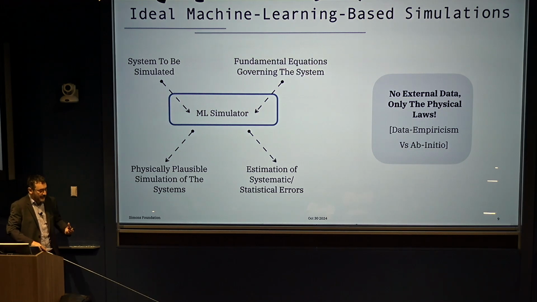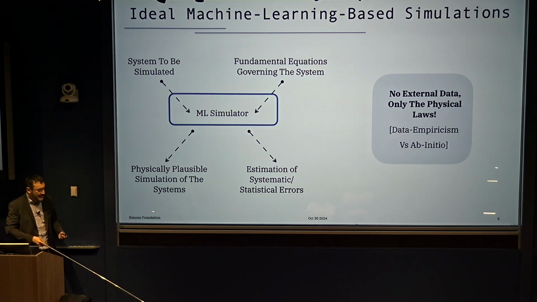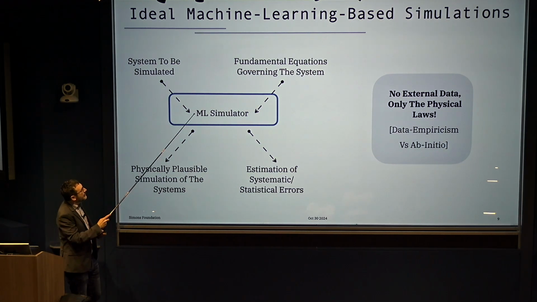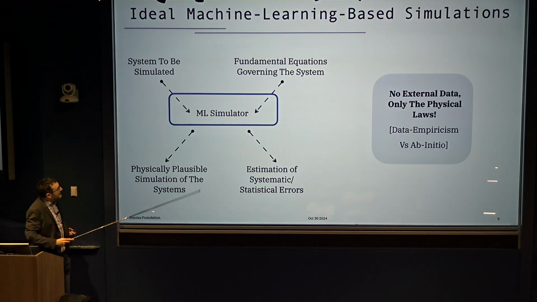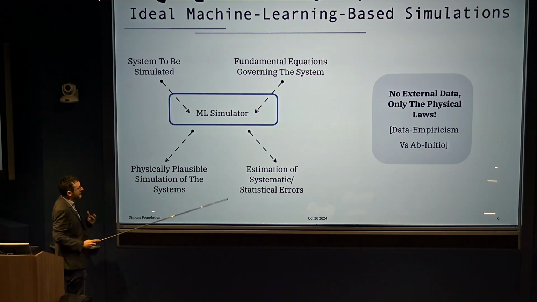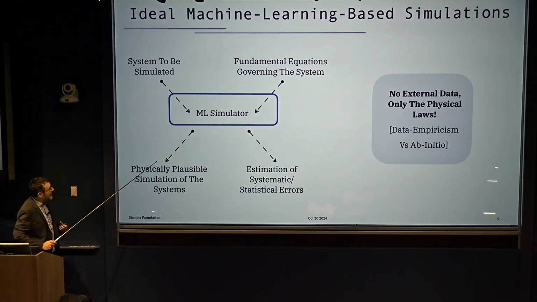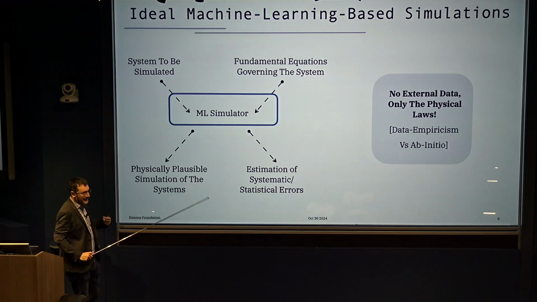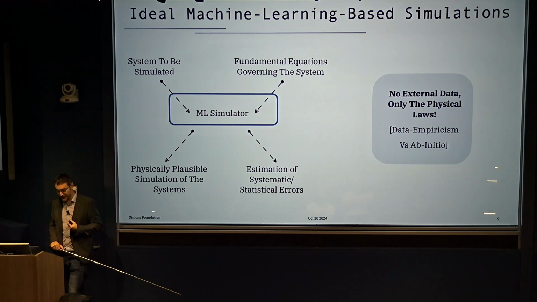So typically, we know that matter at a certain scale, for example, obeys the laws of quantum mechanics. At other scales, it will obey the laws of Newtonian mechanics. So we know these principles that govern the dynamics or the behavior of matter. And these are the only two inputs that I want to use for this simulator. And I want, as an output, a physically plausible simulation of the system. So I want something that is compatible with the laws of physics.